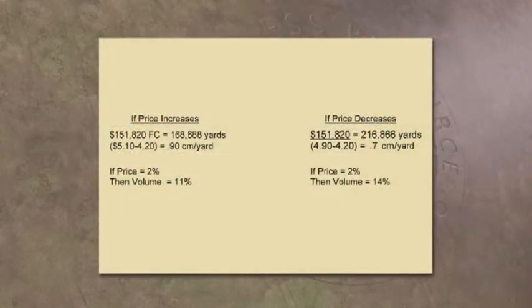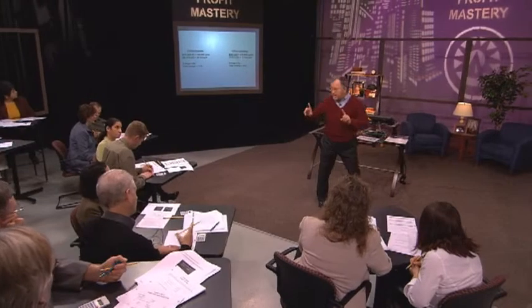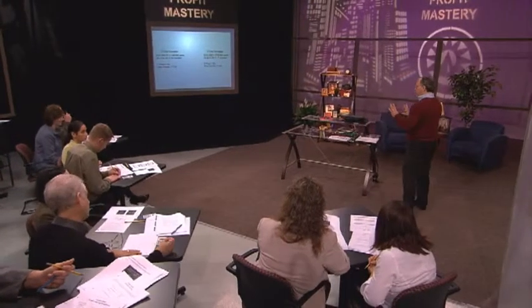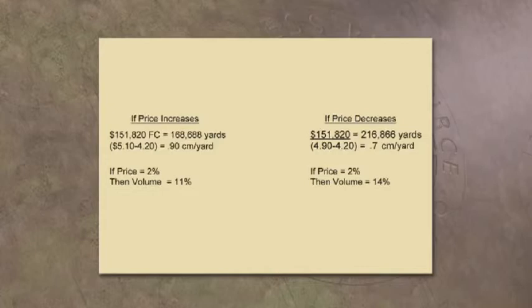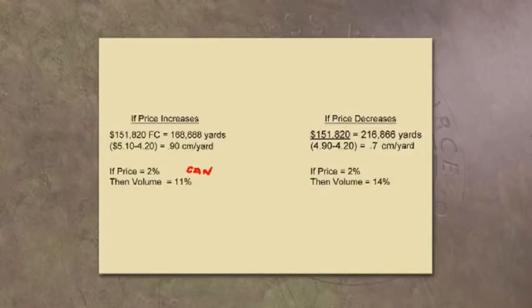Now the interesting thing here is the little word we have to add. It's kind of a subtle little word, but it makes all the difference. This one says if the price increases from 5 to 5.10, the volume can drop 11%. This one says, in a more insidious way, if the price decreases 2%, the volume must increase 14, not 11.